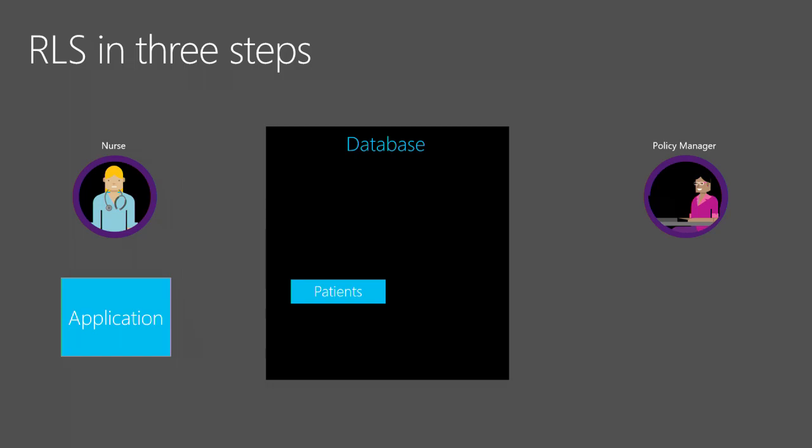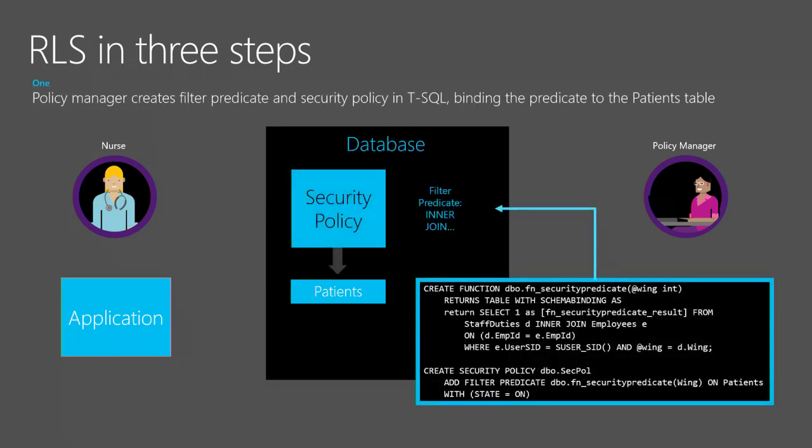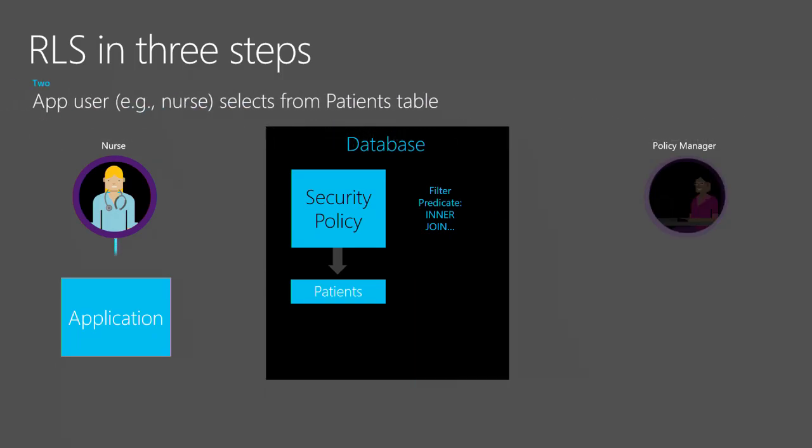So there's 3 steps. Step 1, your policy manager or your security admin person creates the filter predicate and the security policy in T-SQL. No, I wouldn't entirely agree with that. I don't think the policy manager is necessarily a database person. This would be the policy manager in conjunction with a T-SQL person that's going to do this. And they'd write these functions. These are the rules. And then once the rules have been written, then you just use your application.